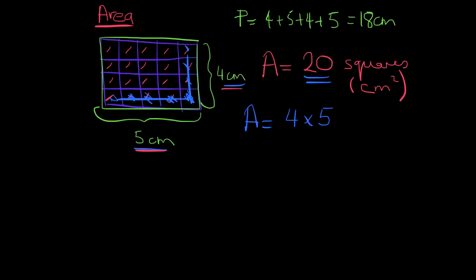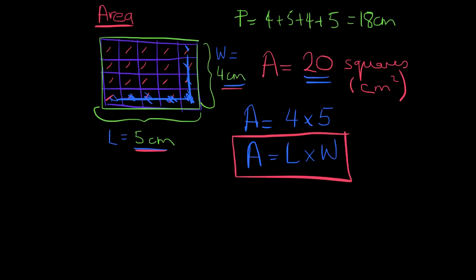Now if I assign a letter to these instead of a value, I could say that 5 centimetres can be called my length, and 4 centimetres can be called my width. So now I've got a formula for my area, and that would be length times width. And you can use this formula really for any rectangle.